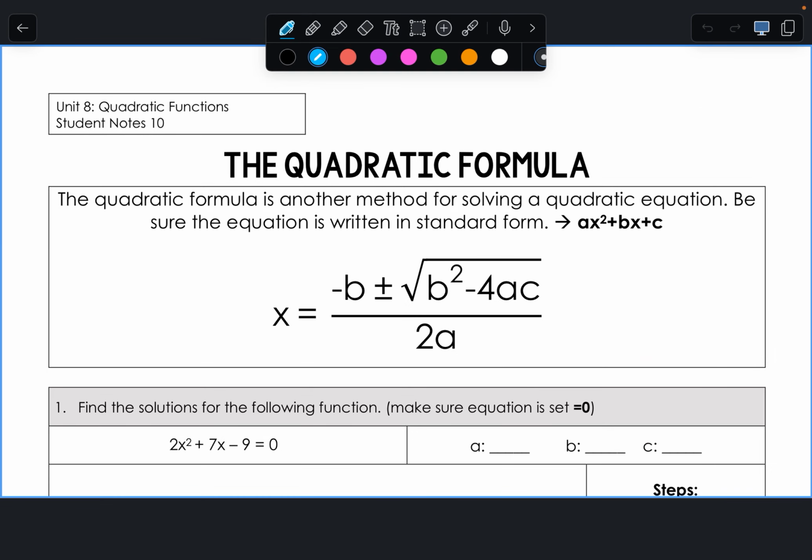This is page 101. Wait, what happened to 100? That was yesterday's. Really? All right.